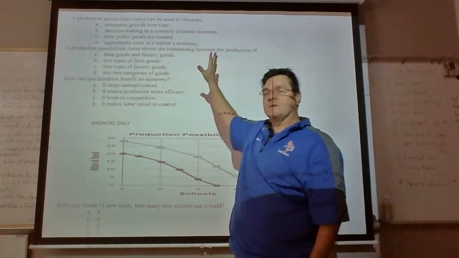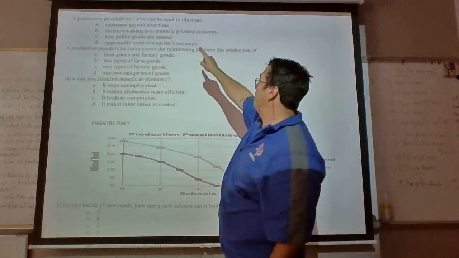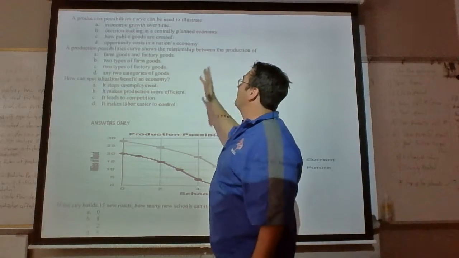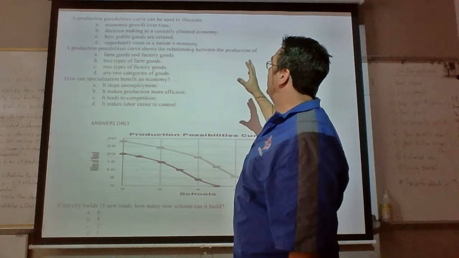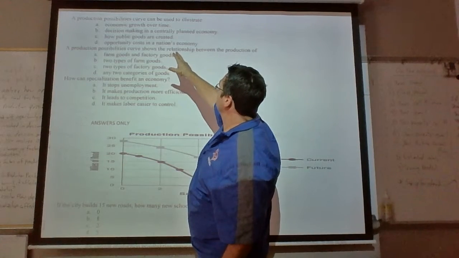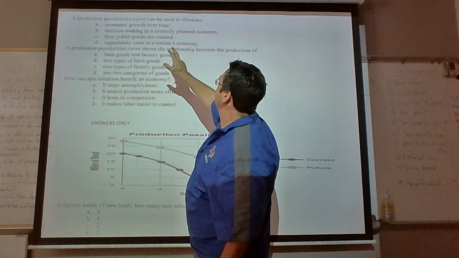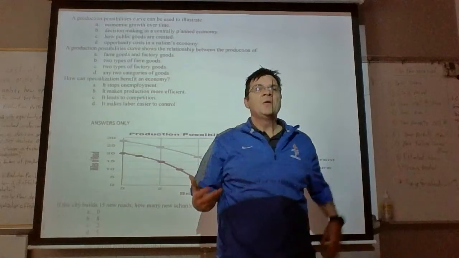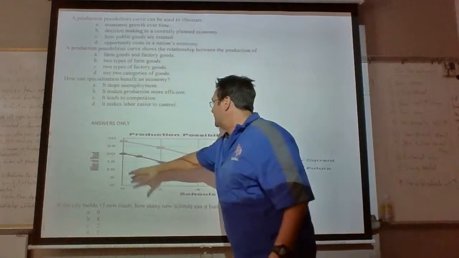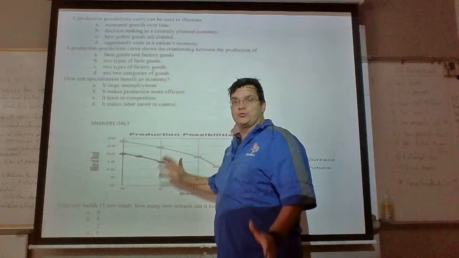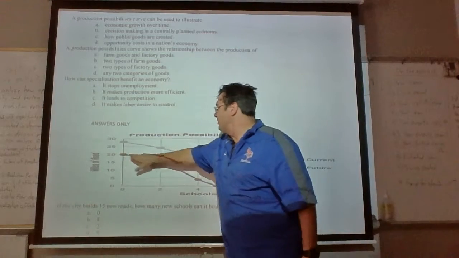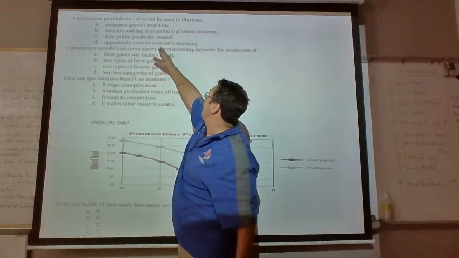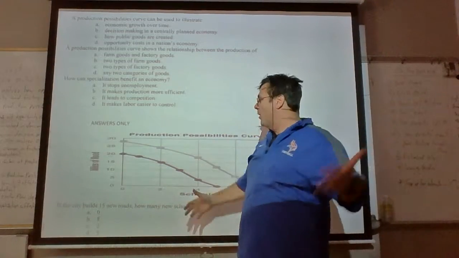All right. Now let's go up to some of the tougher questions. A production possibilities curve can be used to illustrate what? Let's talk about the most common incorrect answer. The most common incorrect answer was economic growth over time, letter A. All right. I think the reason you do that is because it does show some growth when you show the future trend, but the actual production possibilities curve only shows what's happening right now. All right. The correct answer is opportunity cost in a nation's economy. We already went over that.